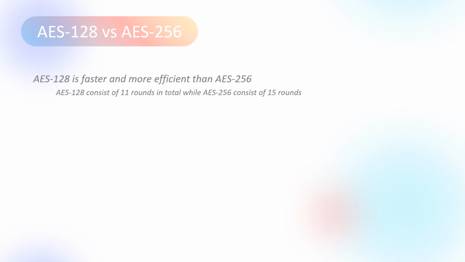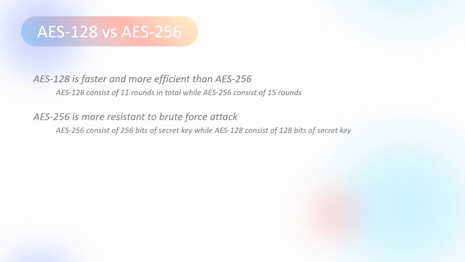Now let us compare the difference between AES-128 and AES-256. AES-128 is faster and more efficient than AES-256, as AES-128 consists of 11 rounds in total, while AES-256 consists of 15 rounds. AES-256 is more resistant to brute force attack than AES-128. This extra resistance is provided by greater key sizes and more rounds in the algorithm.